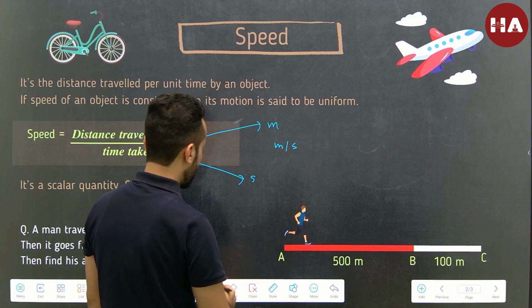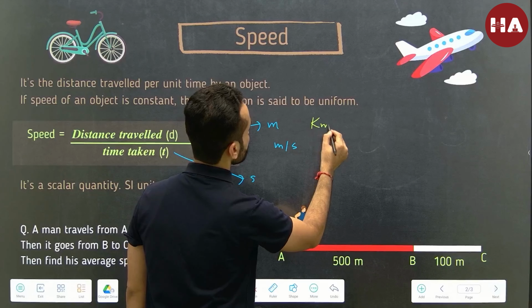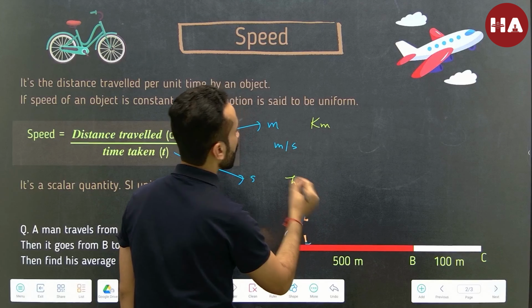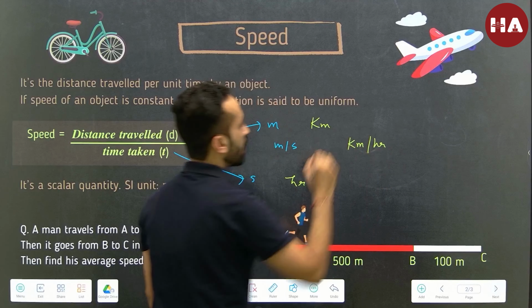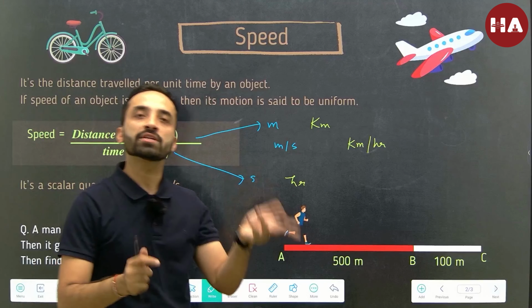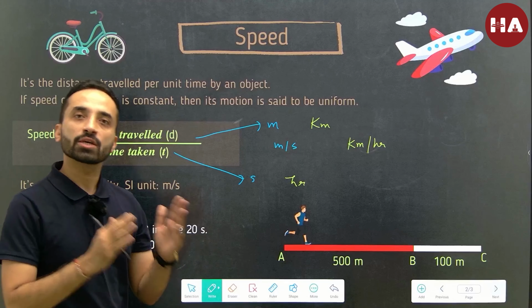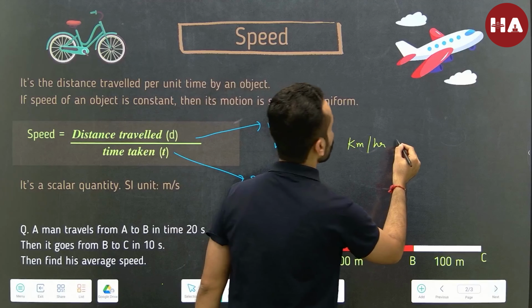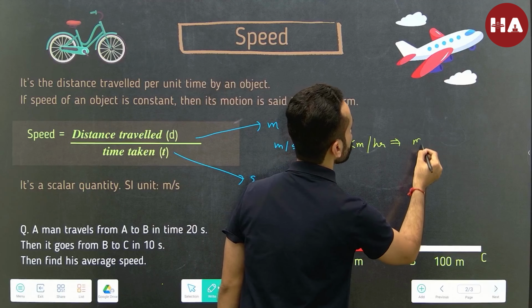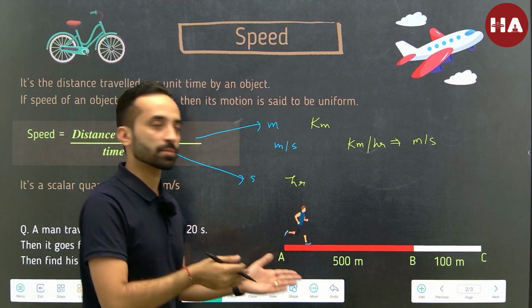What if the distance is indicated in kilometers and time is indicated in hours? Then the unit would be kilometer per hour. So these two units you need to toggle between. You should have knowledge of both the units, kilometer per hour and meter per second. For example, if you want to convert kilometer per hour to meter per second, because precisely they might ask you the answer in meter per second.